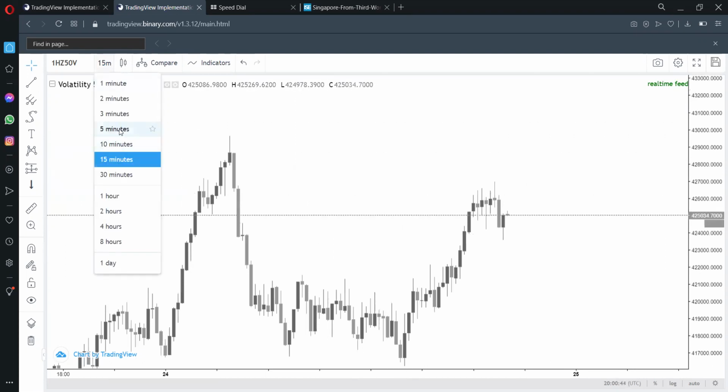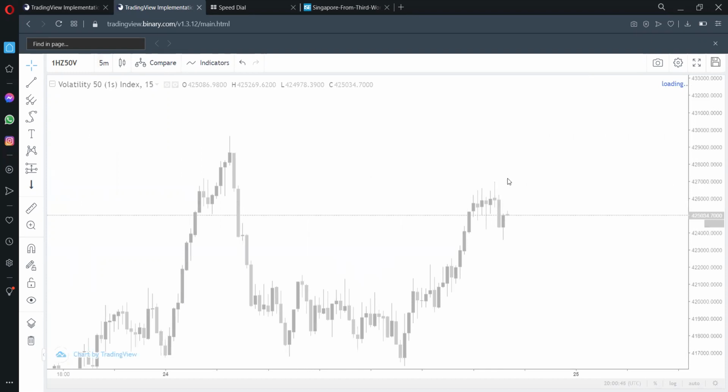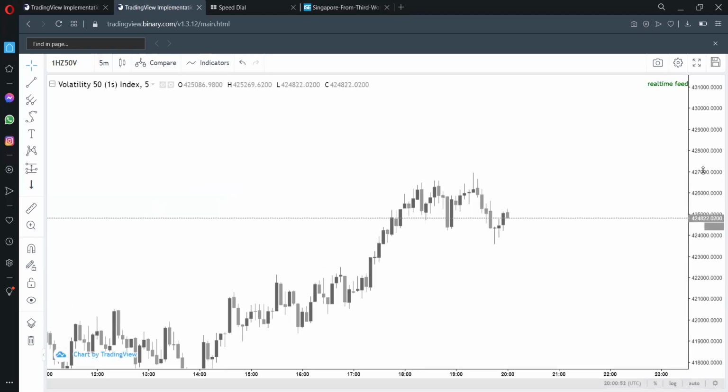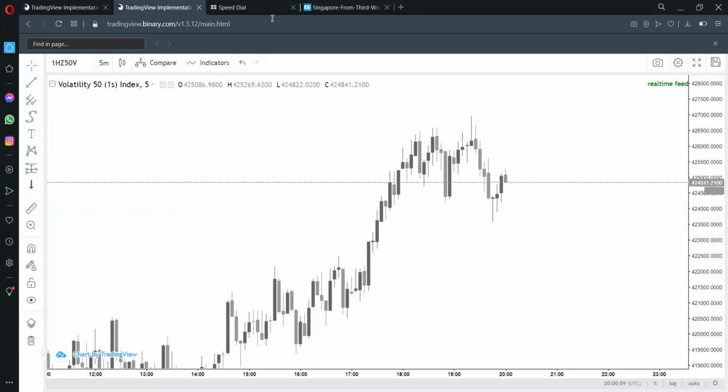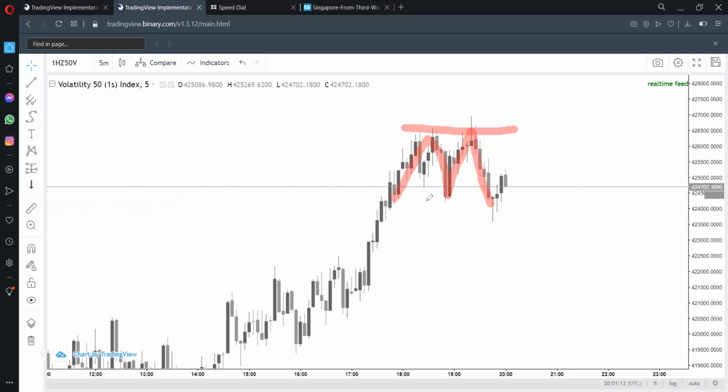Let's go to the 5 minutes time frame so that we can see this thing clearly. If you look at the 5 minutes time frame, what do we have here? Recently, we can clearly see that price had formed a double top here, and this is the neck.